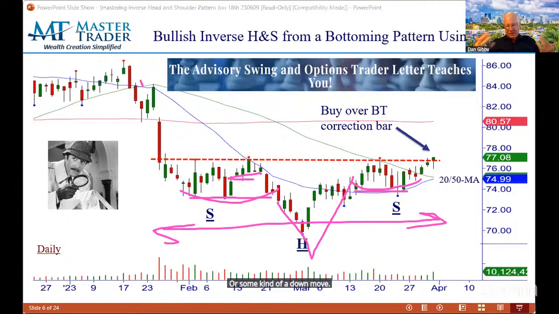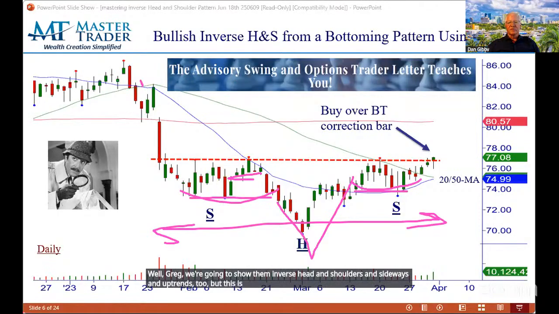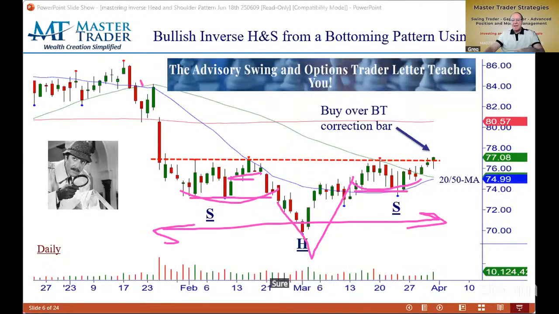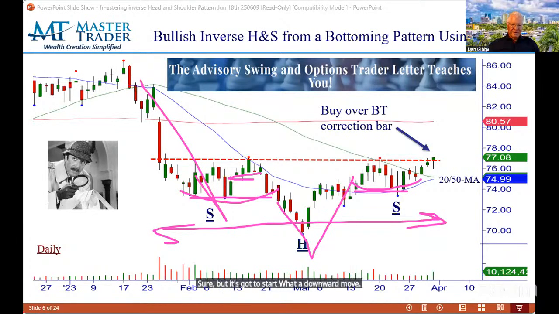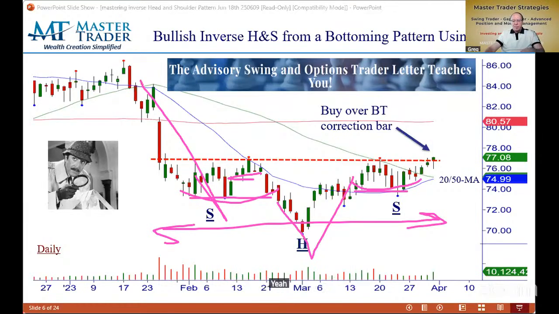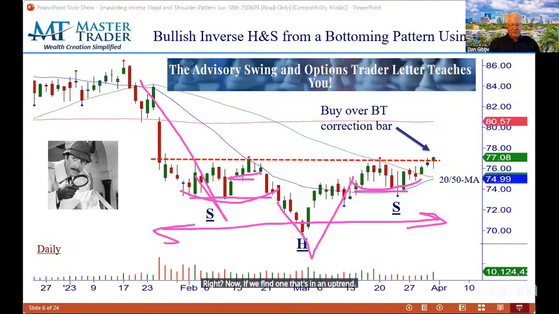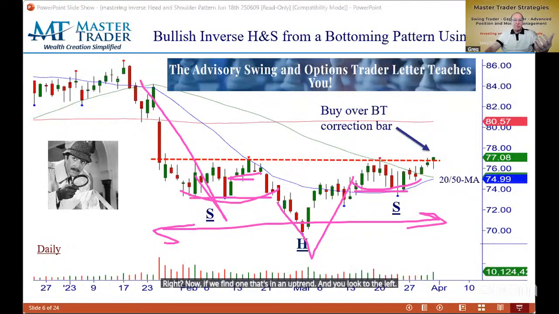Well, Greg, we're going to show them inverse head and shoulders in sideways markets and uptrends too, but this is the bottoming pattern picture. Sure, but it's got to start with a downward move. Downward movement, but not downtrend. That's all. But as we look at things, if we find one that's in an uptrend and you look to the left, there should be some kind of void. Absolutely.